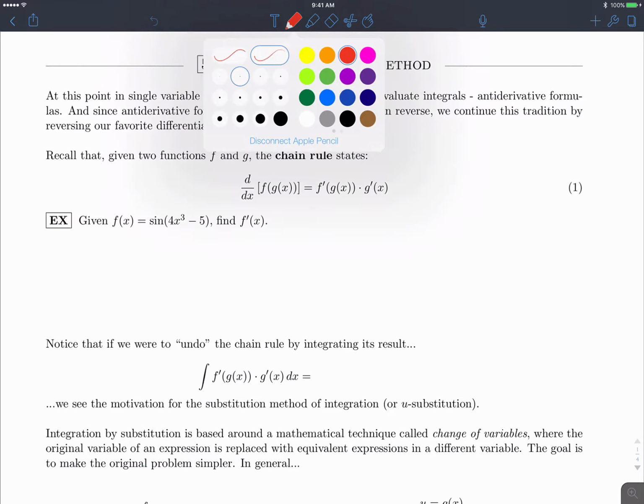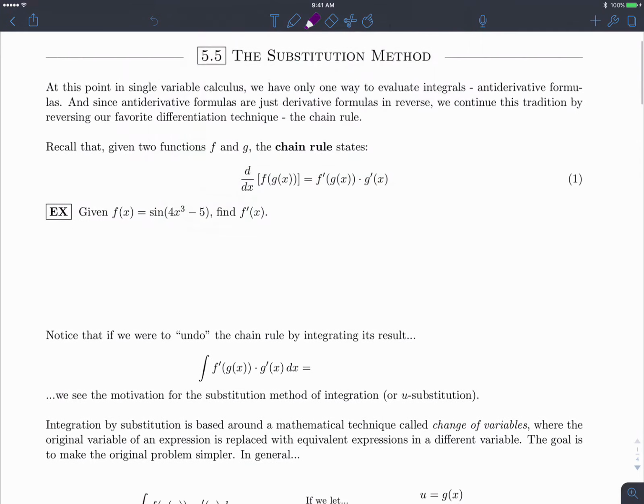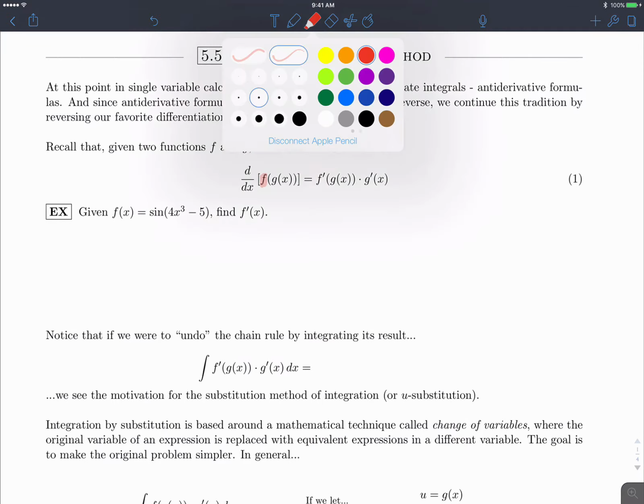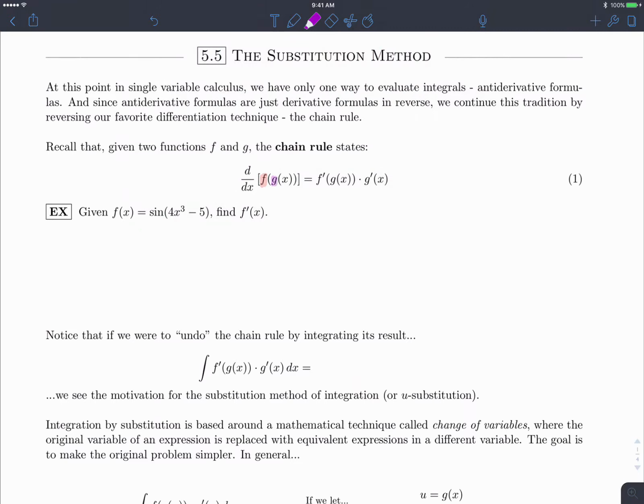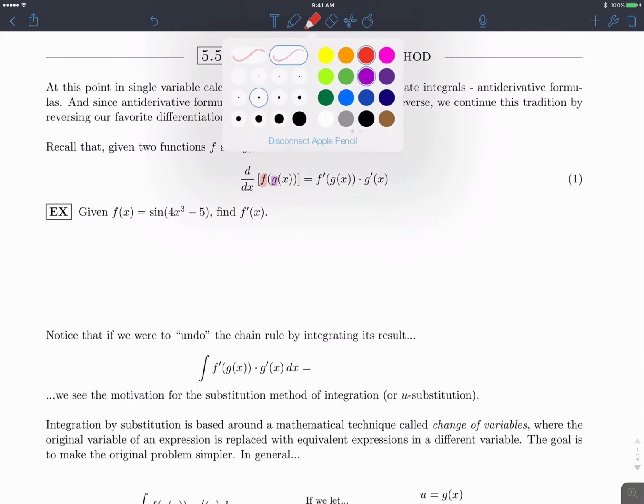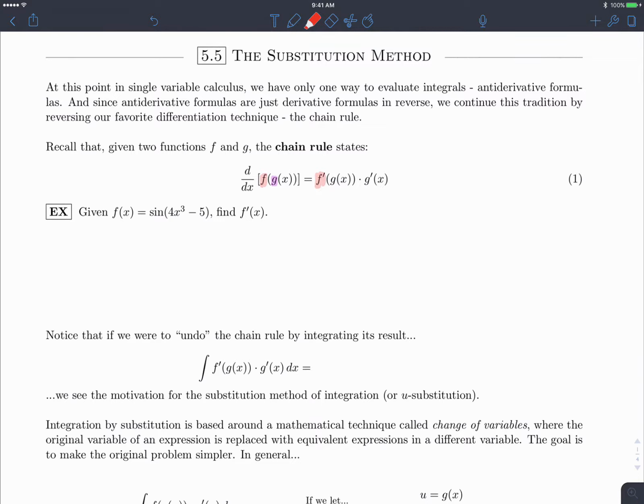Oftentimes we'll think about it in terms of inside and outside functions. So if we were to consider f our outer function and g our inner function, since they're being composed together, the chain rule states that the derivative of the composition of these two would be the derivative of the outer function with the inner function still inside, times the derivative of that inner function g.